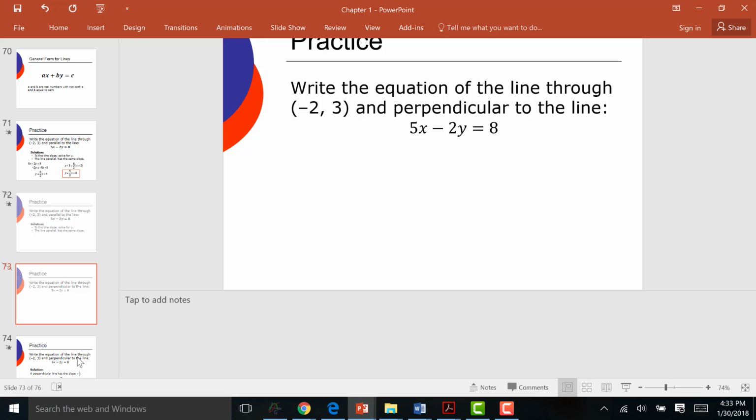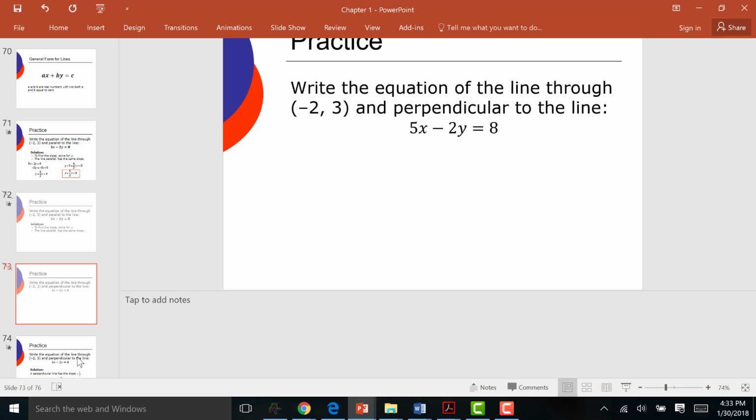Yeah, remember the equation is the same. We didn't change the original equation. Can you see we're still using that 5x minus 2y equals 8? So we already know that the original slope was 5 over 2, but I need the perpendicular slope, so you gotta flip it upside down and change the sign. So my new slope is gonna be equal to negative 2 over 5.